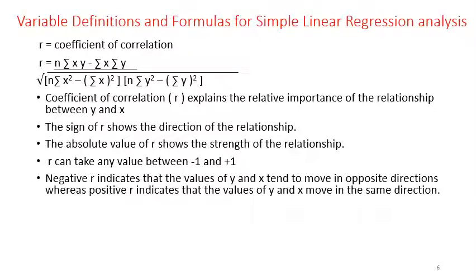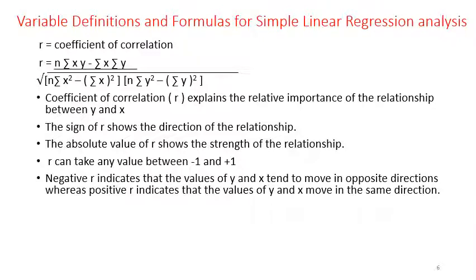A negative value of R, the sign of R, indicates the values of y and x tend to move in opposite directions. That is, when y increases, x decreases, or vice versa. Whereas a positive R indicates the values of y and x move in the same direction. So a negative value means y and x tend to move in opposite directions, whereas a positive R indicates that the values of y and x move in the same direction.